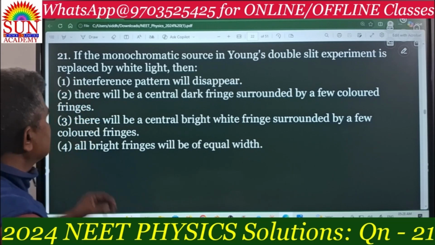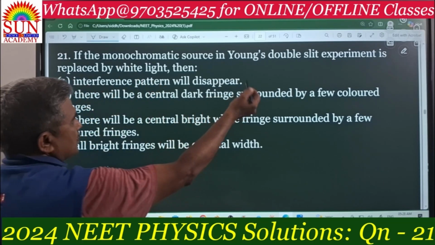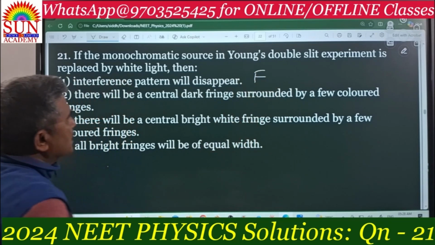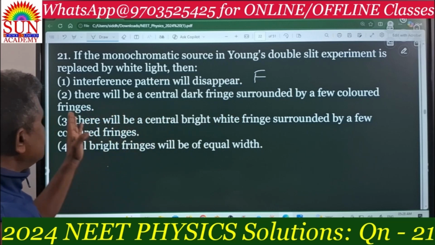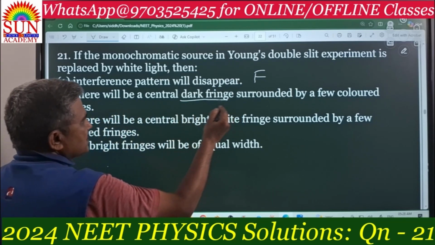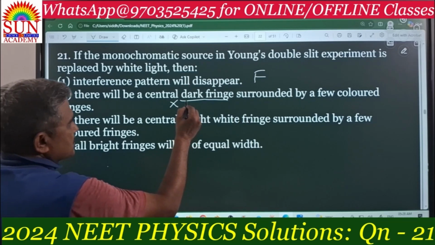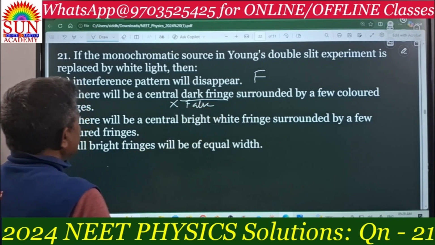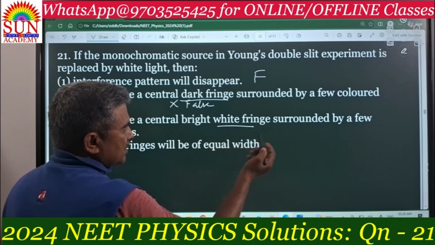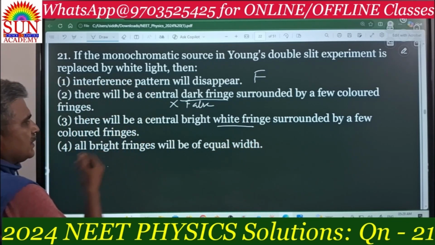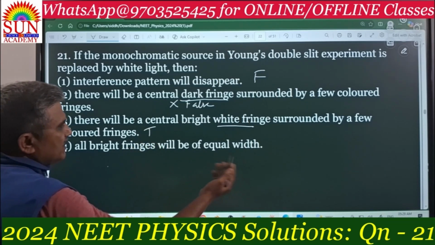Now come to the statements. Interference pattern will disappear. No, not at all, so this is false. Next, there will be a central dark fringe surrounded by a few colored fringes. It is saying dark fringe, so this is not the right one, that means this is also false. And next, there will be a central bright white fringe, that's what we observed, surrounded by a few colored fringes. Yeah, this is true.